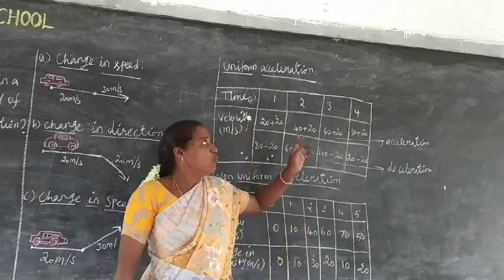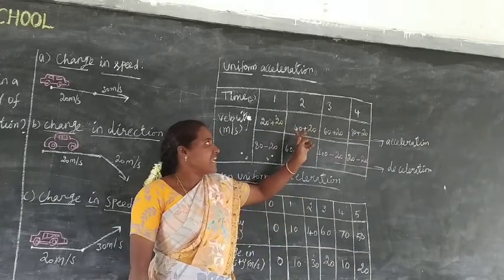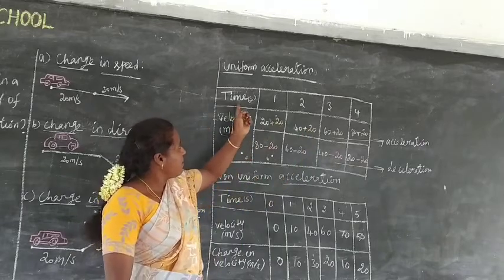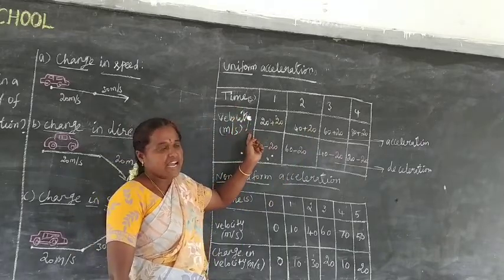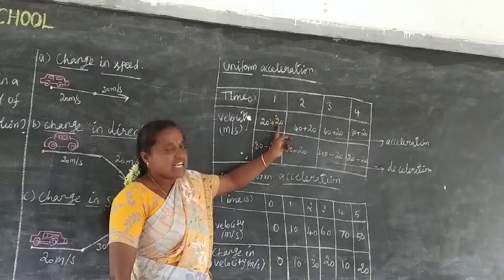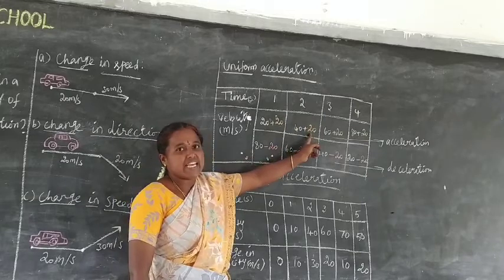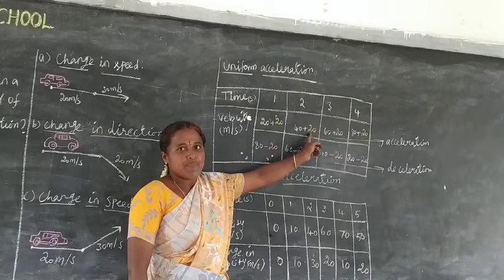The table shows a moving bus with uniform acceleration. Here, time and velocities are given. See here, in 1 second, the change in velocity is 20. In 2 seconds, the change in velocity is 20.